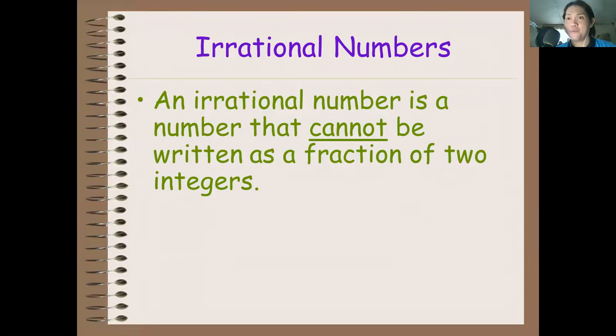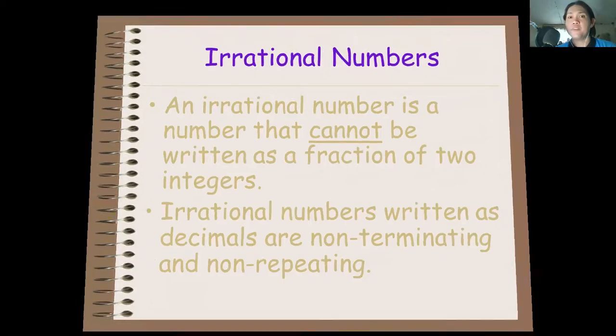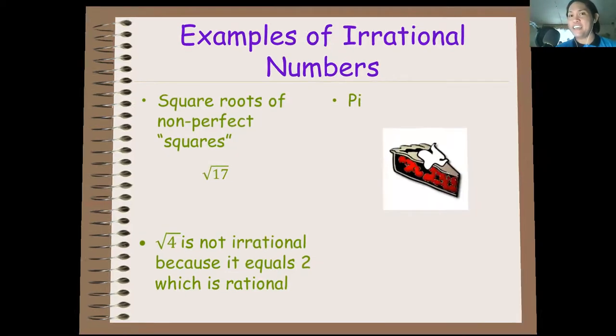Irrational numbers are numbers that cannot be written as a fraction of two integers, as I have said in the previous video. Irrational numbers written as decimals are non-terminating and non-repeating. Examples are square roots of non-perfect square numbers. Square root of 4 is not irrational because it equals 2, which is rational. An example of an irrational number is square root of 17, since 17 is not a perfect square. Another example is pi.